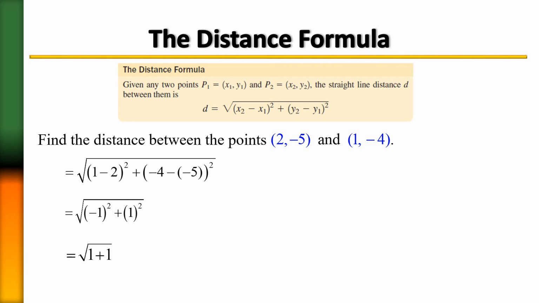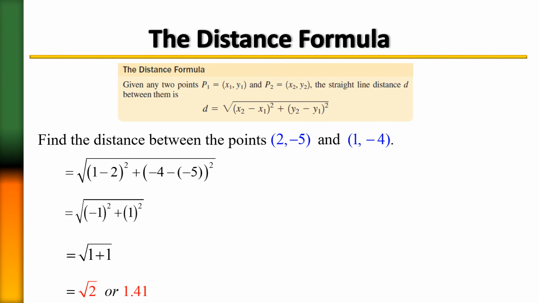Now we just need to add the two numbers. 1 plus 1 is 2. And our answer is square root of 2. Now you can't remove it from the symbol if you want to write it as a radical, because 2 is not a perfect square. However, if you want to write it as a decimal, all you need to do is type into your calculator the square root of 2, and so the decimal approximation would be 1.41.